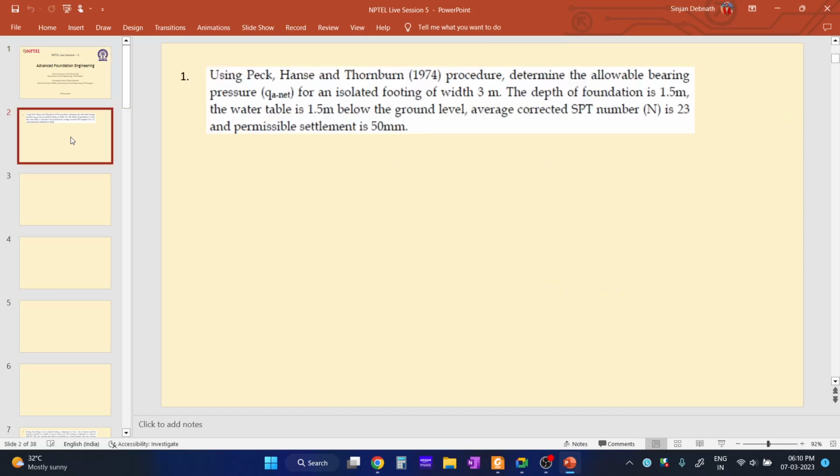Using Peck, Hansen, this will be Hansen actually. Peck-Hansen-Thornburn 1974 procedure, determine the allowable bearing pressure qa net for an isolated footing of width 3 meter. The depth of foundation is 1.5 meter. The water table is 1.5 meter below the ground level. Average corrected SPT N value is 23 and permissible settlement is 50 millimeter.